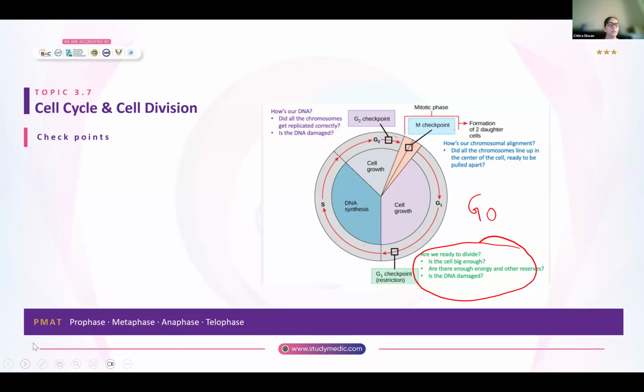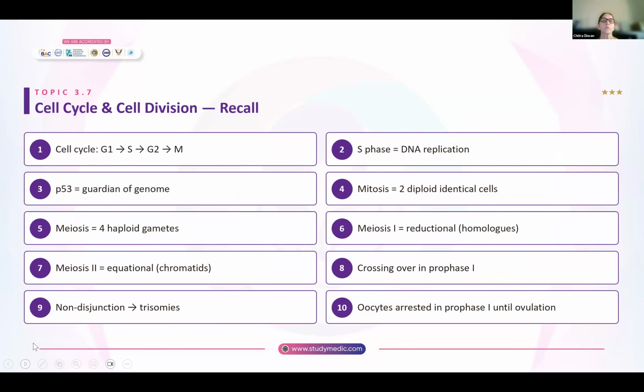Remember the 4 phases: prophase, metaphase, anaphase, and telophase. So to sum up, the cell cycle is G1, S, G2, M. So, girl says good morning. S phase is for replication of the DNA. P53 is the guardian of the genome. Sometimes they might ask you that in an SBA.